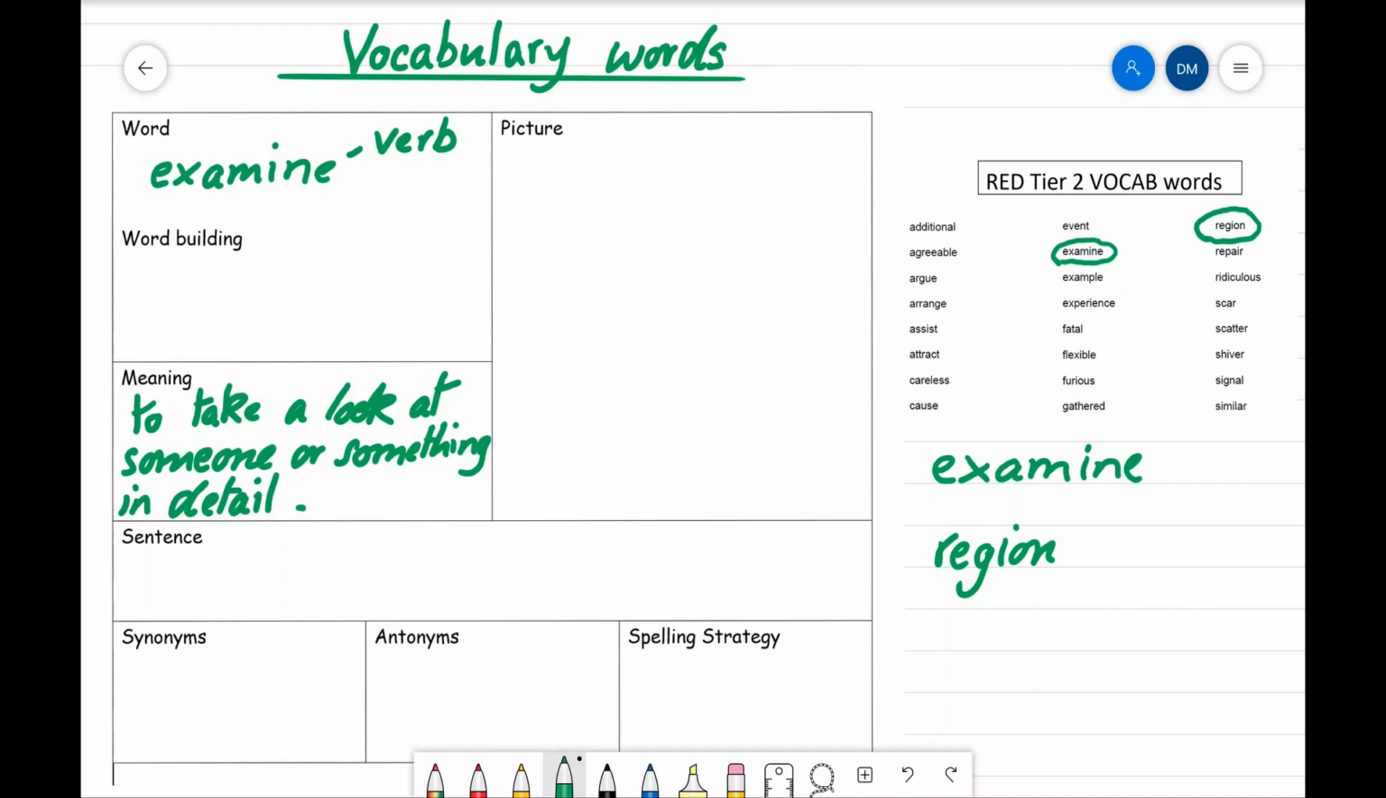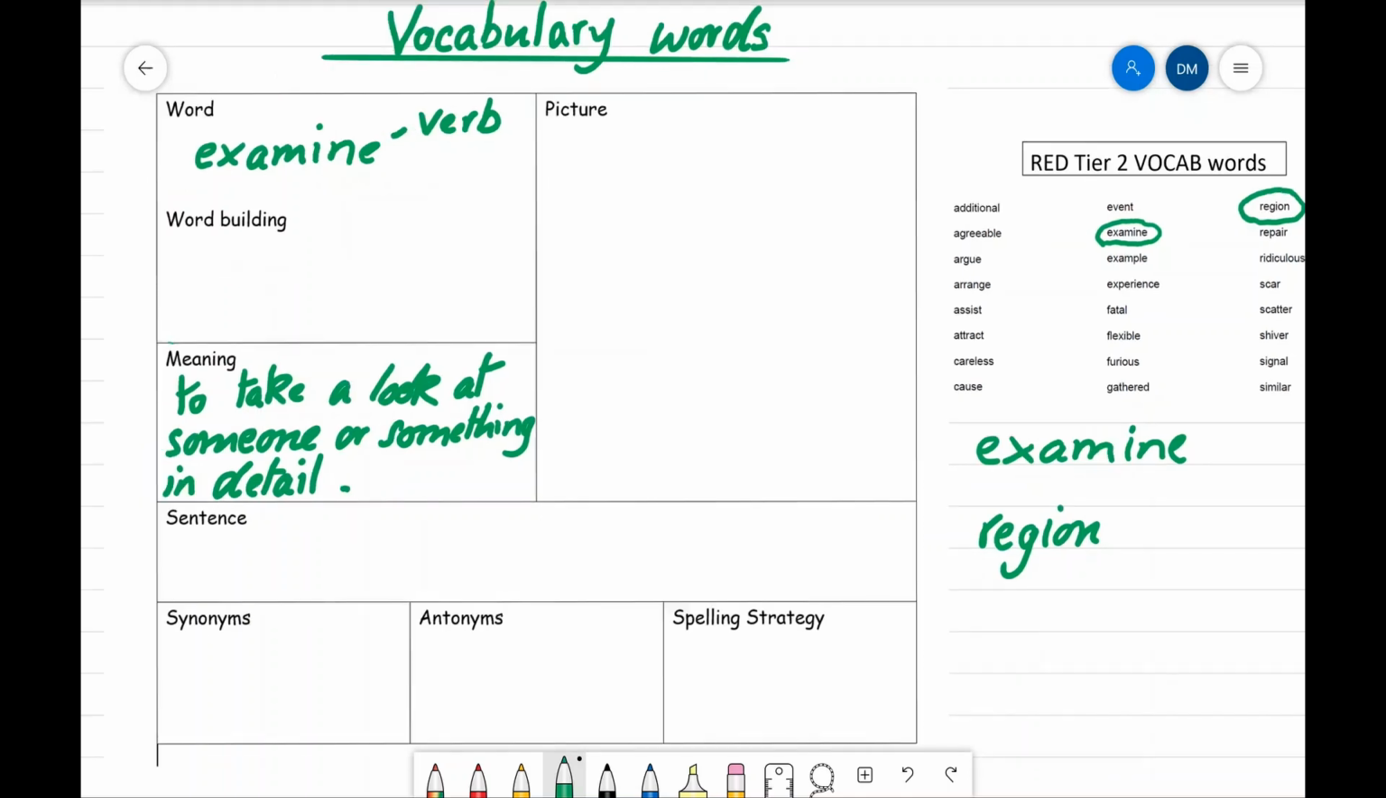Okay, now we know what it means. We need to think, well, okay, where does this word come from? Is there a base word for this? And there is in this case, and that word's exam. It comes from the word exam. Okay, so now we know the meaning, it's time to think about word building. This word examine comes from the base word exam.